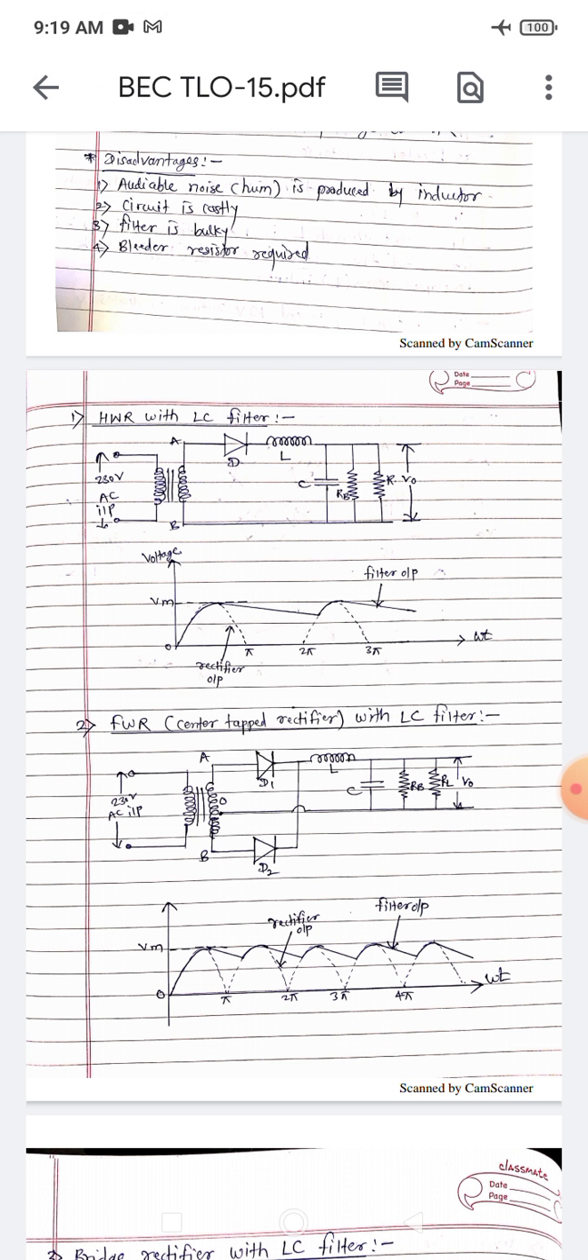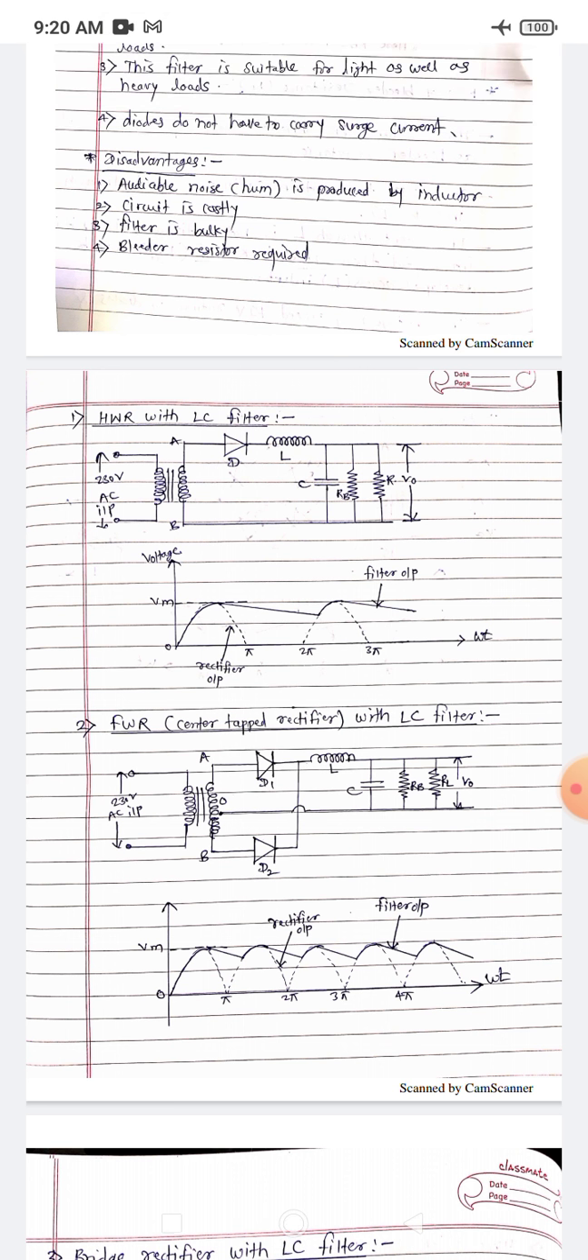When the positive cycle comes across the secondary of the transformer, diode D1 will turn on and pass the positive cycle to the output. This cycle passes towards the inductor, and the inductor allows only the DC component from the rectified output, and the remaining AC components are bypassed to the ground with the help of the capacitor. So the DC component produced by the inductor is passed to the output of the filter.